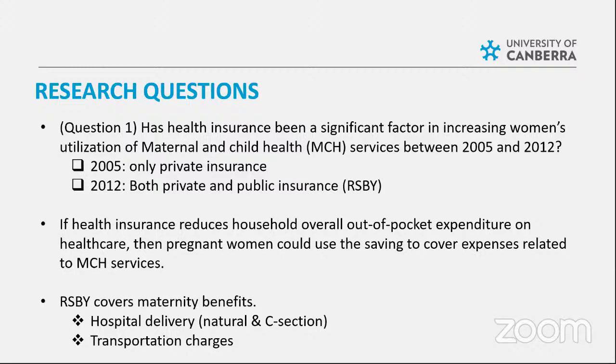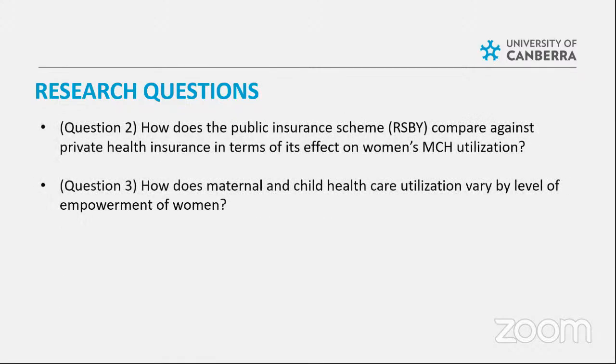Now, another question we try to answer is how the public insurance scheme RSBY compares against private health insurance in terms of its effect on utilization of MCH services. As I noted in the previous slide, the 2012 data captures both private and public insurance, whereas the 2005 data captures only private health insurance. So we try to see how effective the publicly funded insurance has been compared to private health insurance.